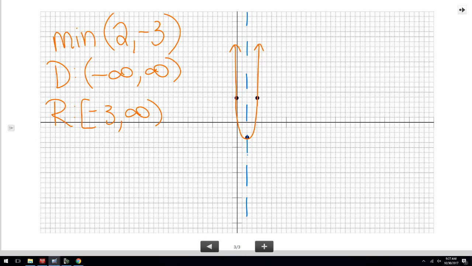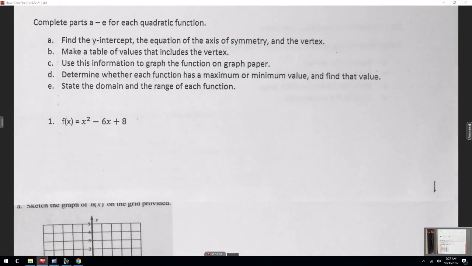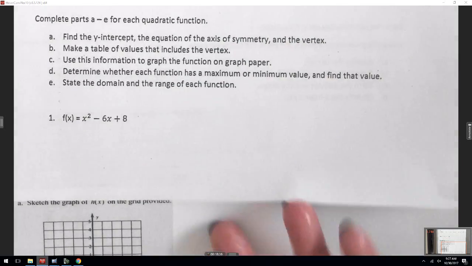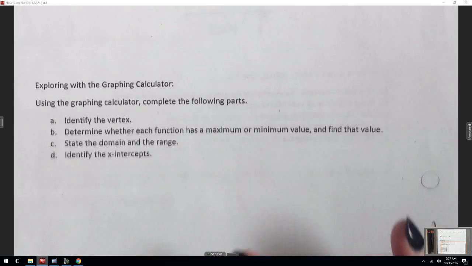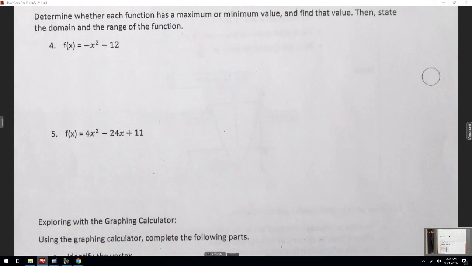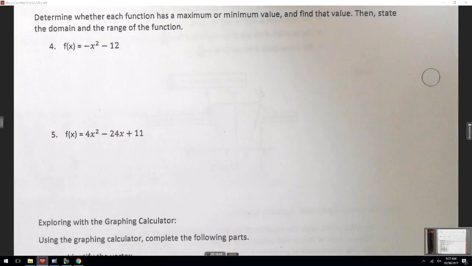Alright, now's when you need your calculator because we're going to learn something new on 4 and 5. You ready? Got your calculator ready? Got it on? Got it open? Alright, let's look at number 4. Same thing. Determine if it has a max or a min, right?